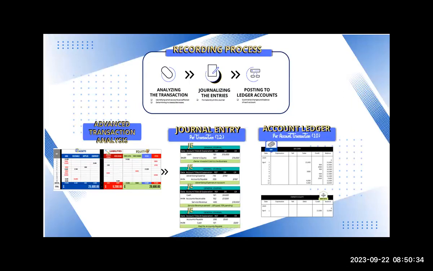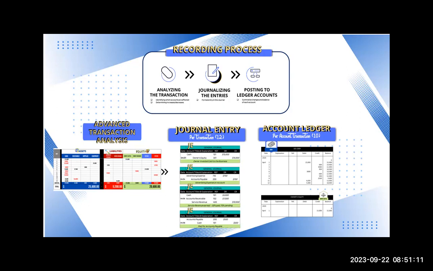So basically, tapos na tayo sa analyzing the transactions, right? We're done with the advanced transaction analysis. We're now in the second part. Let's now create a journal entry per transaction. So if you look at Bullish Launch Agency, 12 transactions. So what we expect would be, probably we need 12 journal entries. And then, if you count naman yung vertical, may 10 accounts tayong nag-affect for the period. Cash, 2, 3, 4, 5, 6, 7, 8, 9, 10. So may 10 tayong account ledgers or 10 T accounts for that particular period.